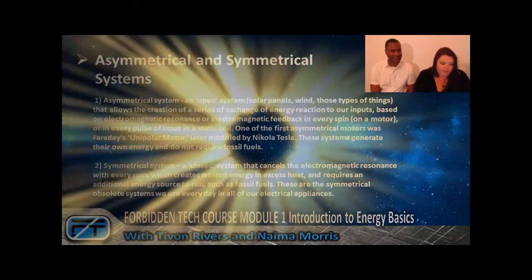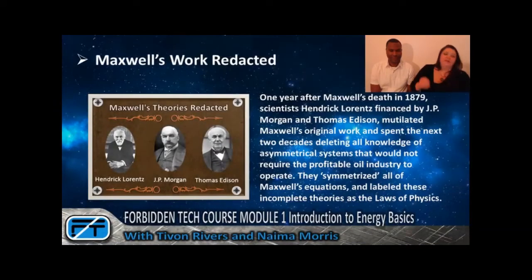So let's go into a little bit of the political scandal behind this. This is how Maxwell's work and his theories were redacted. In Maxwell's original work, called The Dynamical Theory of the Electromagnetic Field, which was written in 1865, he had two different sets of equations. And 50% of those were redacted out of his work. But they waited until 1 year after he died, and then they redacted it. So this is what happened.